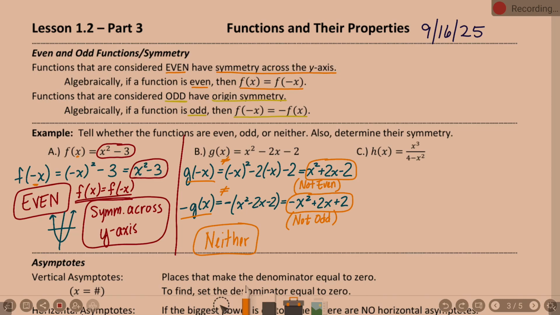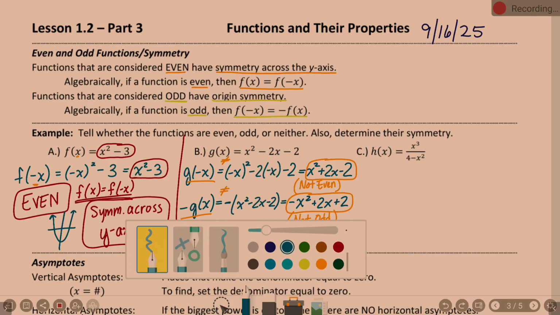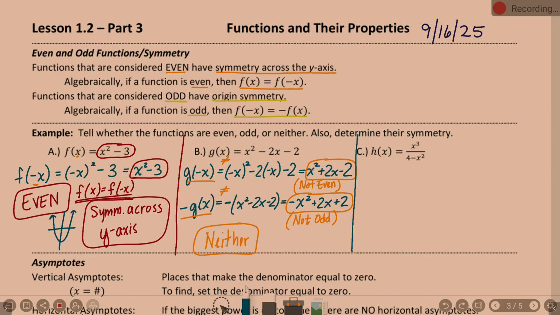Okay, ready for C? They give me h of x. What's the first thing I'm checking? And we're not graphing yet, right? Okay. First thing I'm going to check is evens. h of negative x to decide, is this even? And when you're doing it on your own, could you go straight to the graph? You could, but I don't want that. Every place we see x, put in negative.